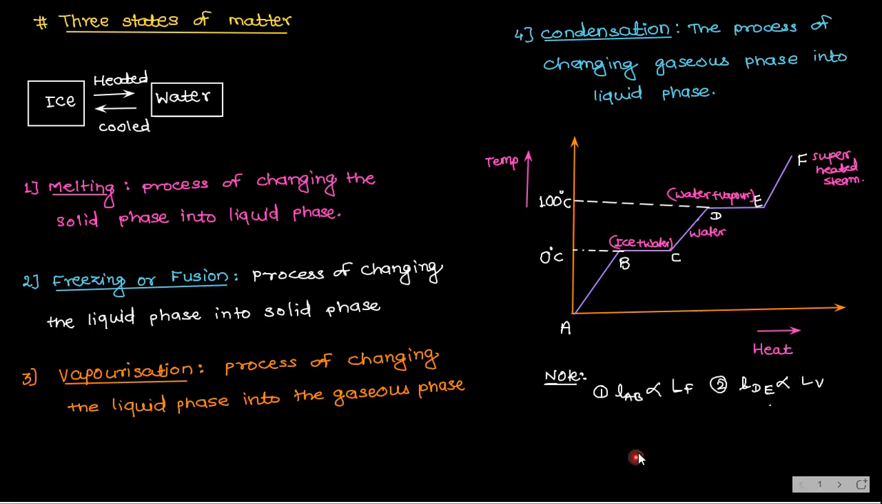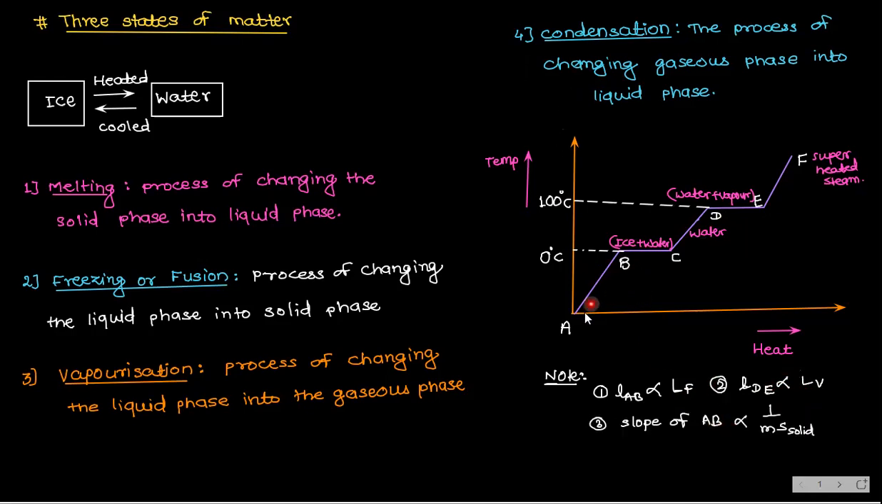Okay. Now see here, some note points I'm going to give from this graph. The length of AB is directly proportional to the latent heat of fusion. The more the length, the more will be the latent heat of fusion. The length of DE, you can see, is directly proportional to the latent heat of vaporization.